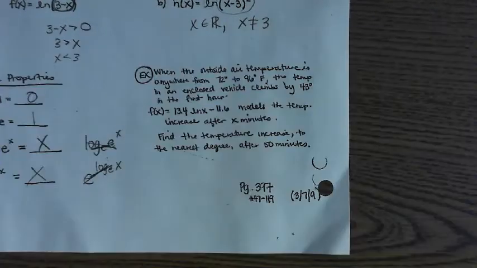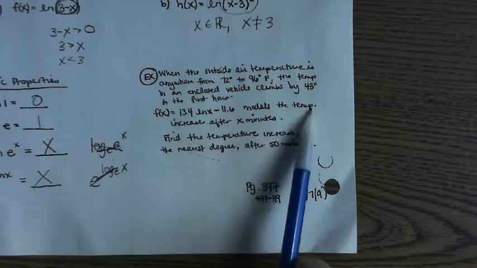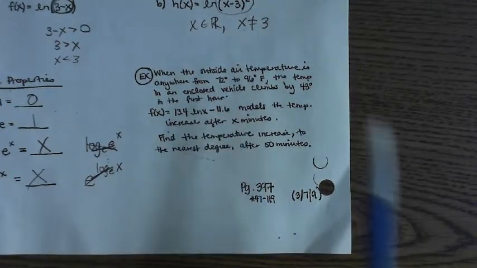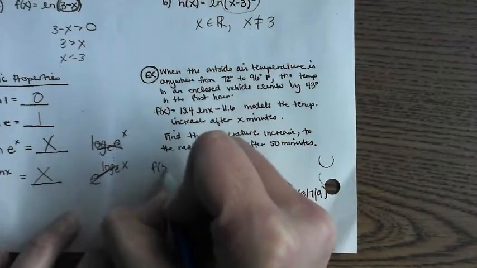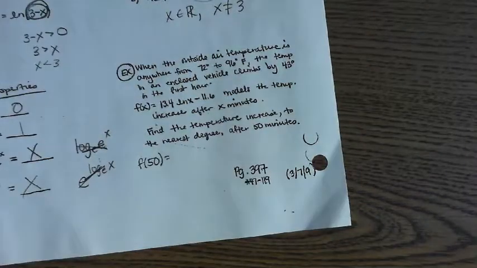All right, last word problem. When the outside air temperature is anywhere from 72 to 96, the temp in an enclosed vehicle climbs by 43 degrees in the first hour. This function here models the temperature increase after x minutes. Find the temperature increase to the nearest degree after 50 minutes. So if I just plug in a 50, again, it's a calculator question.